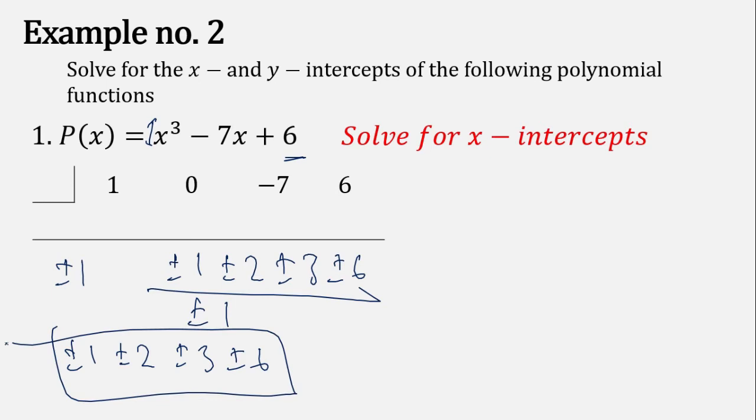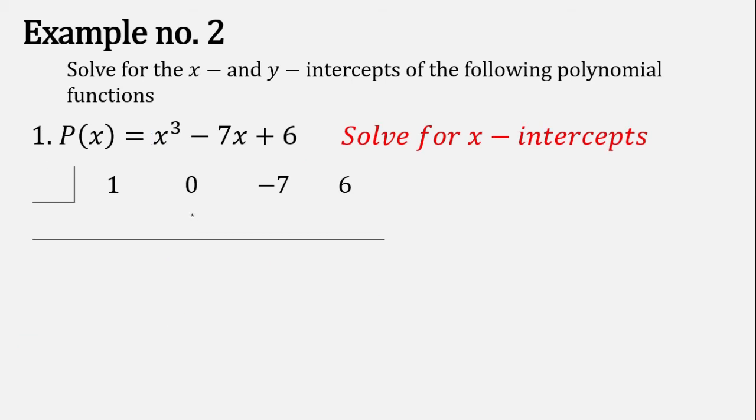So let's choose a number from this list to test whether it is a root or not. In this case, I will test 1. So I will bring down 1, then 1 multiplied by 1 is 1, the answer here. Then combine. Then we bring down 1. Then 1 multiplied by 1, the answer is 1 as well. Combine this one, negative 7 plus 1, that is negative 6. 1 times negative 6, put the answer here. The answer is negative 6, and we add the 0.